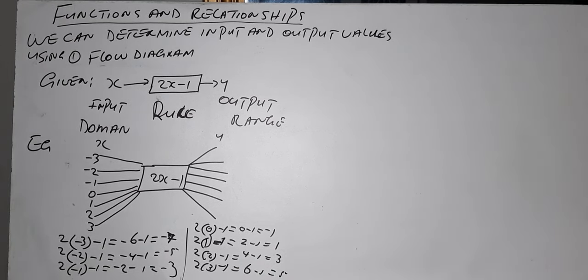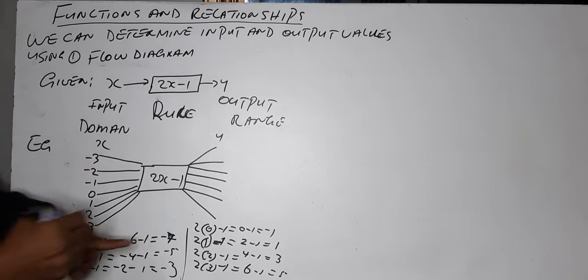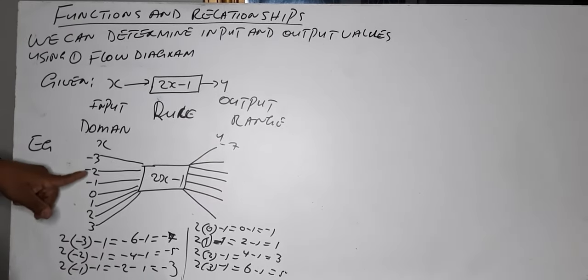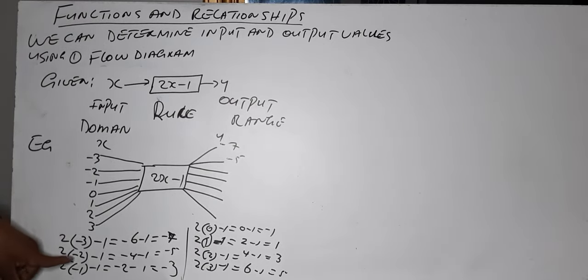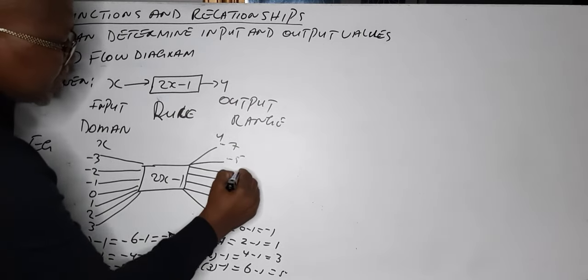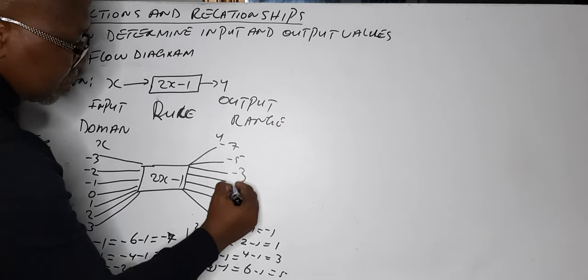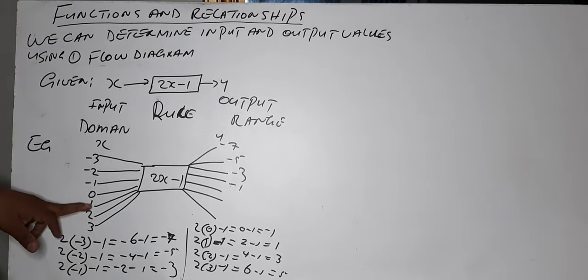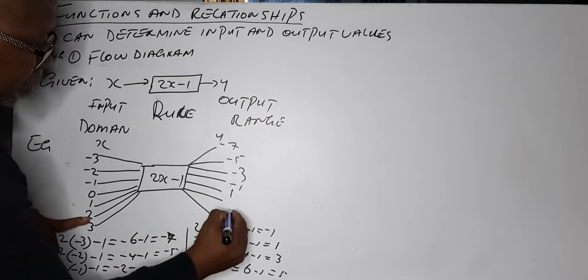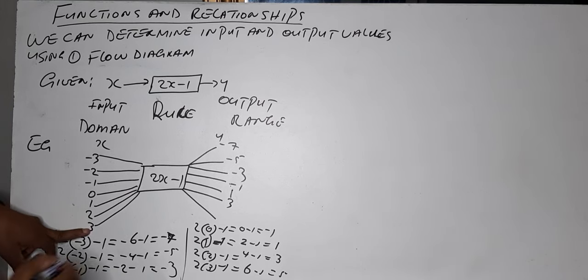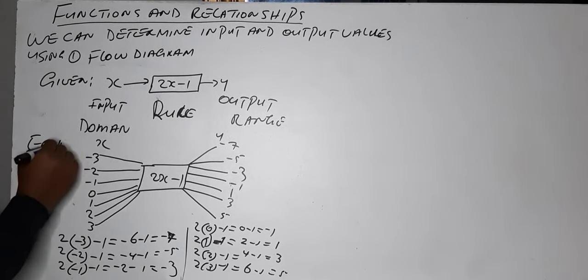What does that mean? It means that when your x is minus 3, your y is minus 7. When your x is minus 2, your y is minus 5. When your x is minus 1, your y is minus 3. When your x is 0, your y is minus 1. When your x is 1, y is 1. When your x is 2, your y is 3. And when your x is 3, your y is 5. Then let's go to example number 2 now.